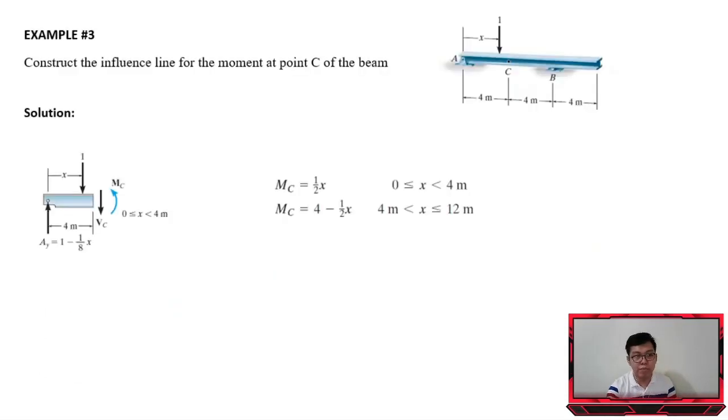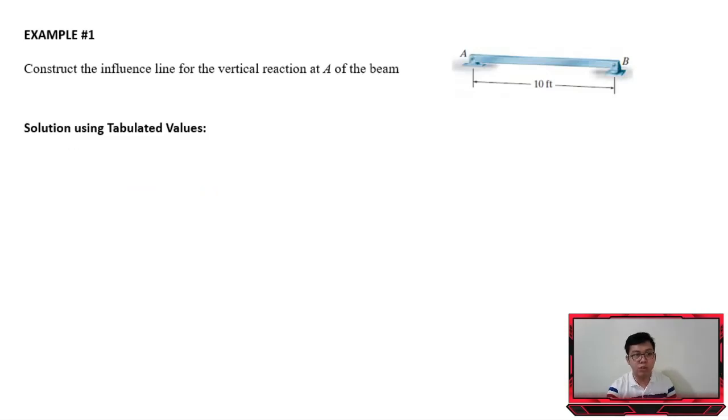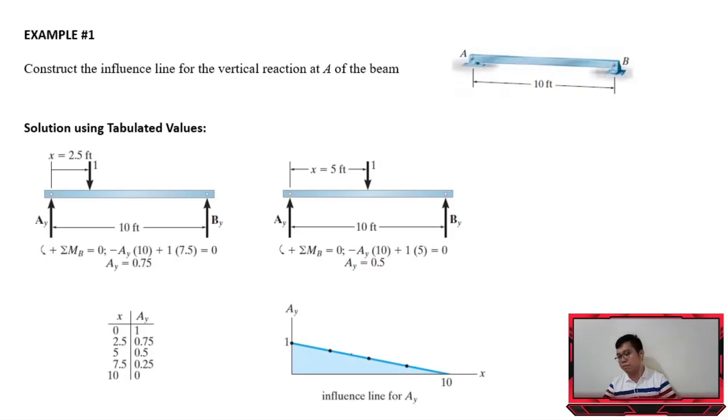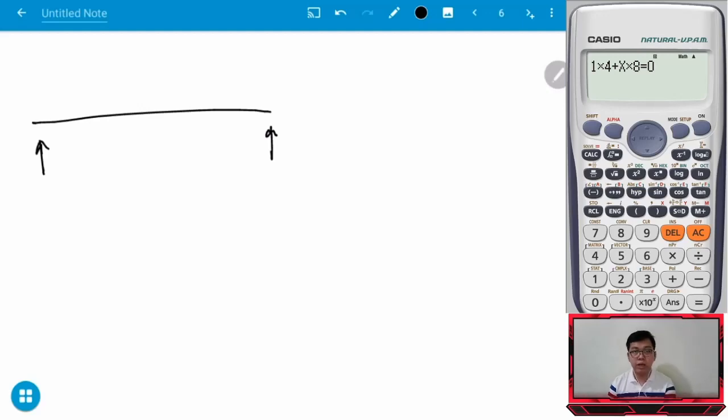So, the first problem: construct the influence diagram for that beam. We are interested in the reaction at A. This is what I teach in the review. Instead of using the very long method, release point A. Consider that there is a reaction placed at point A.